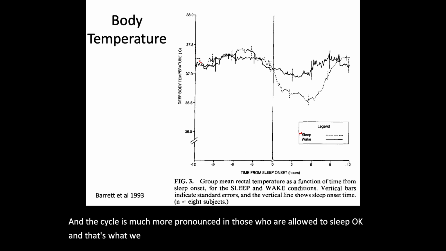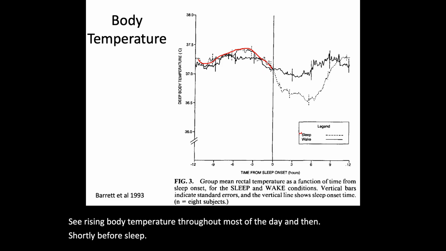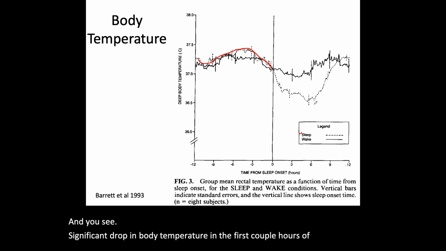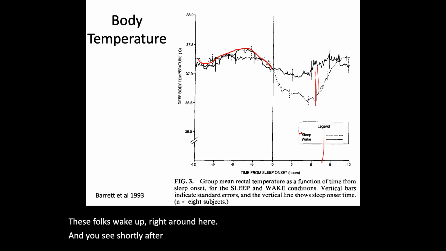So these are the awake times. So you rise in body temperature throughout most of the day, and then shortly before sleep, there's a drop in body temperature beginning to happen. Now, sleep onset is at this marker here, and you see a significant drop in body temperature in the first couple hours of sleep. These folks wake up right around here, and shortly after waking up, you see a significant increase in body temperature.